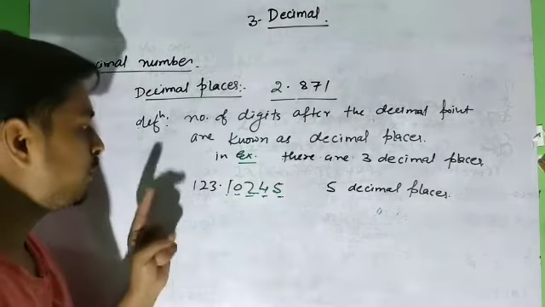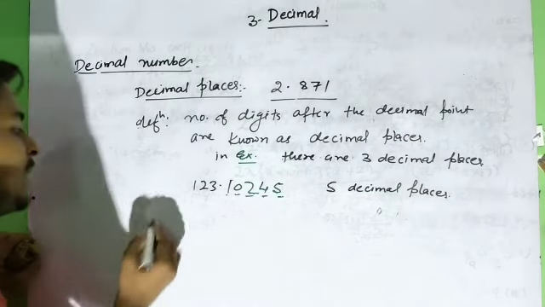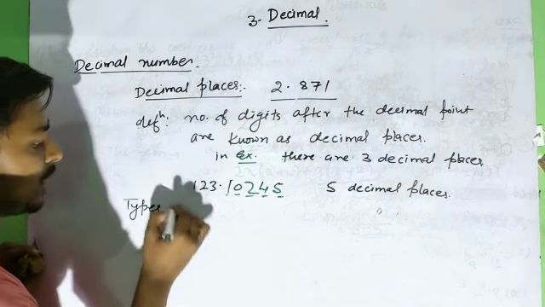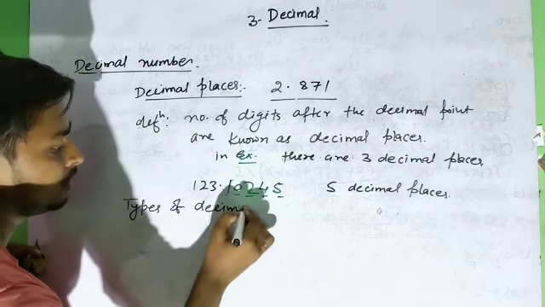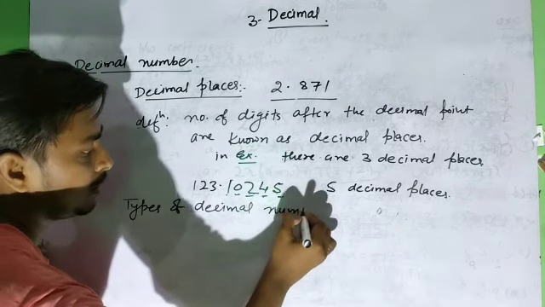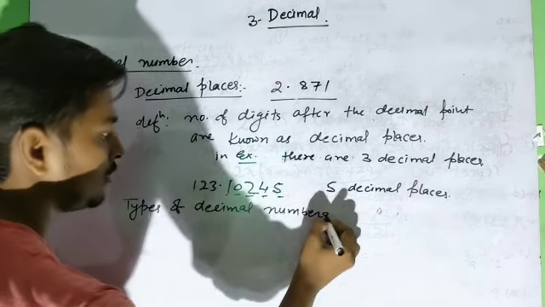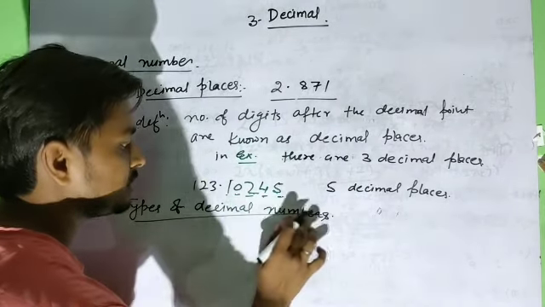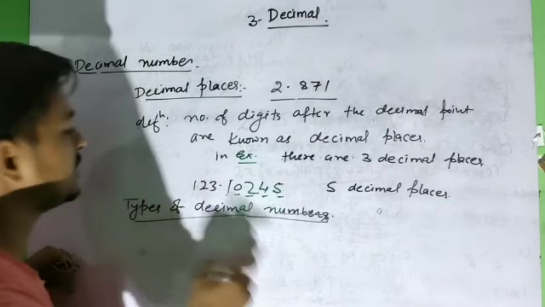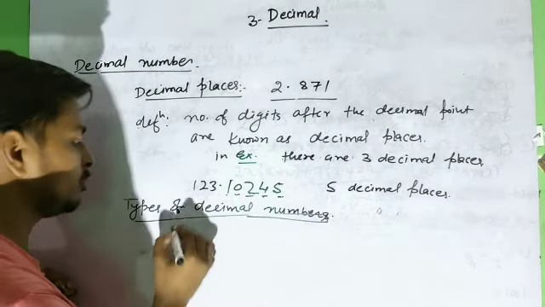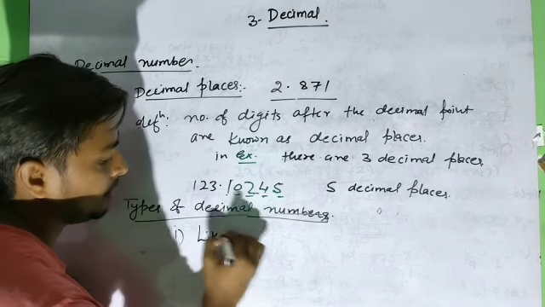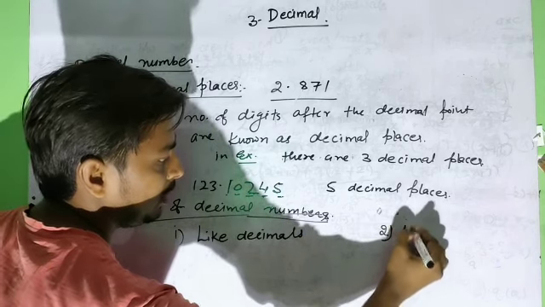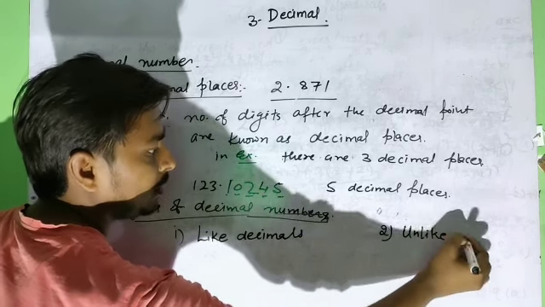Now we will move to types of decimal numbers. So types of decimal numbers. On the basis of these decimal places, we will categorize these decimal numbers in two parts. First is like decimals and second is unlike decimals.